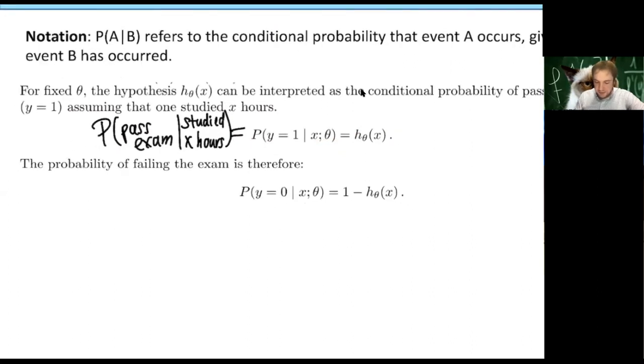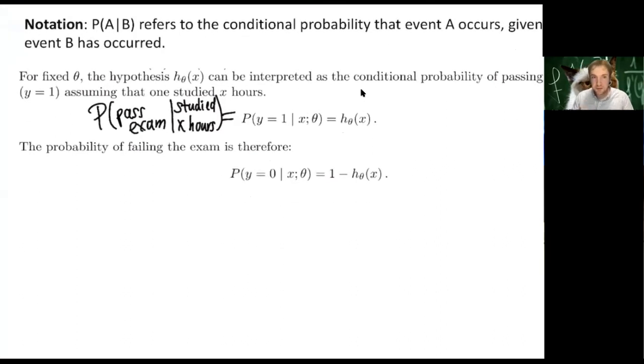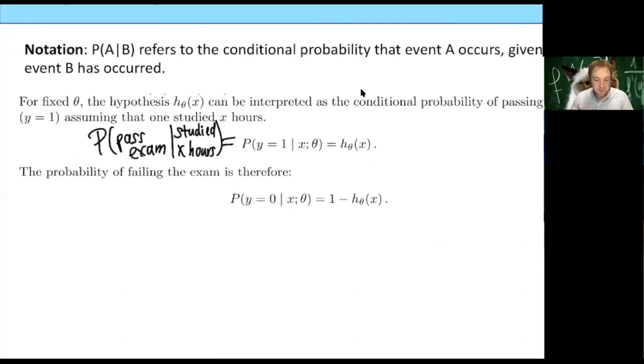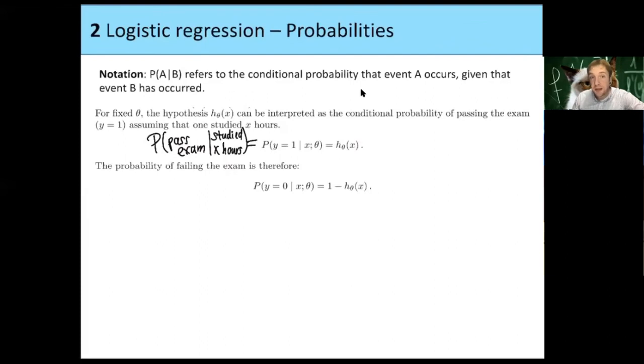And then clearly with this, the probability of failing, so here y equals 0 means failing, if we want to use the function h theta, is given by 1 minus h theta. Because if the probability of passing the exam is 30%, so it's 0.3, then the probability of failing the exam is 70%, so it's 1 minus 0.3. Okay, so this is really just a notation, but it's important that we can interpret this hypothesis as being some probability of failing or passing.